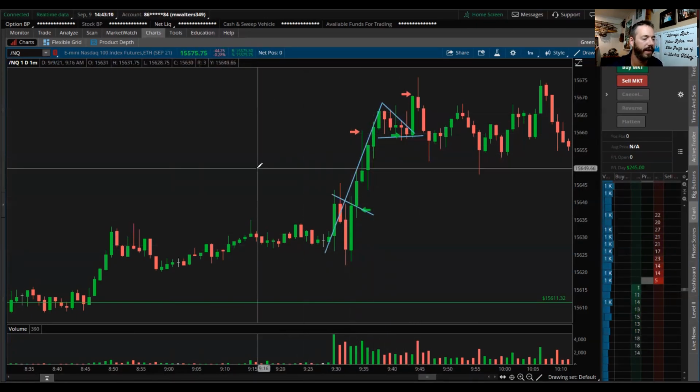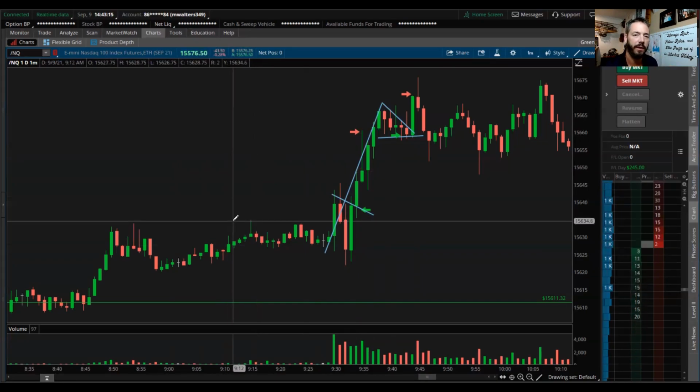The trade worked out well. My bias was long because of the market from 3 a.m. all the way up until the open. We were making higher highs and higher lows. We were seeing some good buying action.